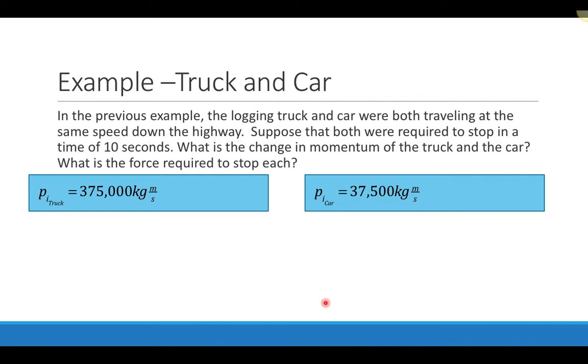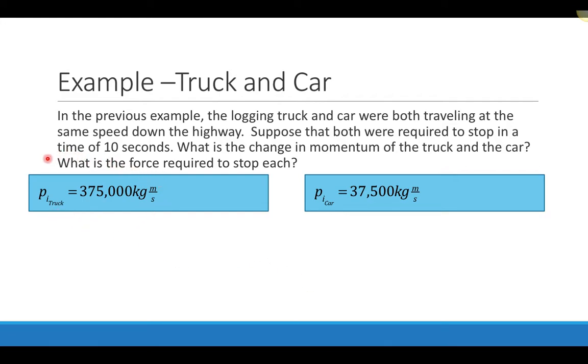So let's see if we can apply this new relationship between net force, momentum, and time. In the previous example, we had a logging truck and a car that were both traveling at the same speed down the highway. Suppose that both were required to stop in a time of 10 seconds. We'd like to know what is the change in momentum of the truck and the car, and what is the force required to stop each one.